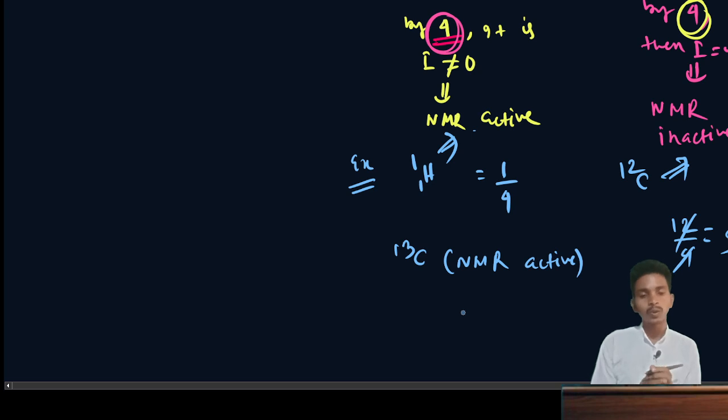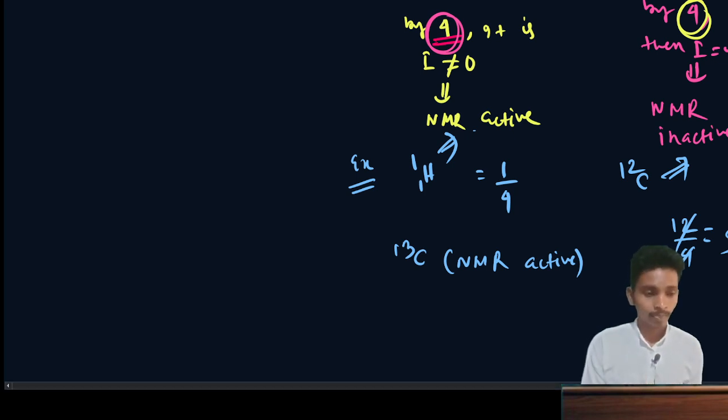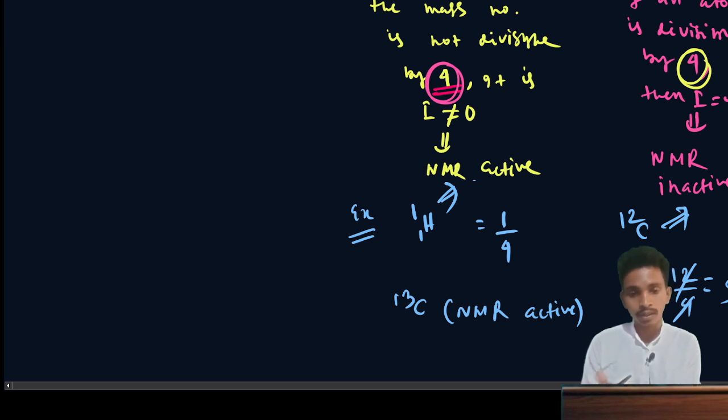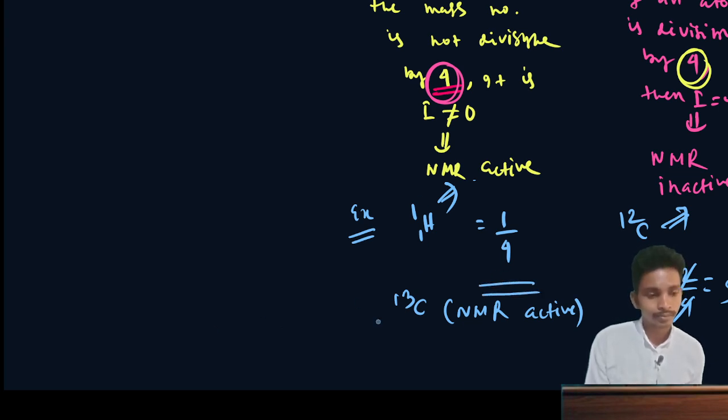Okay, so what we will look at is whether we divide by 4. If the mass number of an atom is divisible by 4, then that is NMR inactive, and if it is not divisible by 4, then that is NMR active. This way we can distinguish whether this particular atom is NMR active or not, whether we can study the NMR or not. That is I equal to 0, I not equal to 0, and that will be done by dividing by 4.